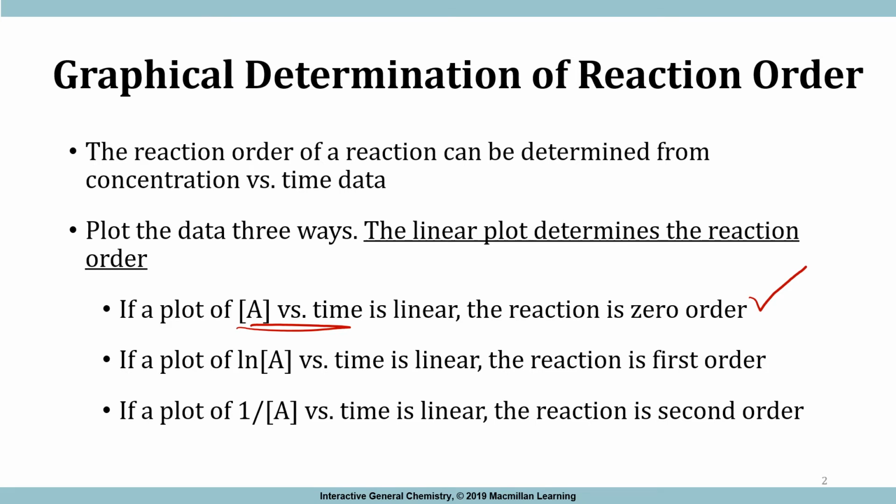But if it's not linear, as in it probably has a curve, we have to then plot for first or second order. If we plot natural log versus time and it's linear, then the reaction is going to be first order. If it's not linear, then we're going to plot 1 divided by A versus time, and if that's linear, it's going to be second order. So essentially, you're given data and you plot it three different ways. Whatever is the most linear is going to be the reaction order.